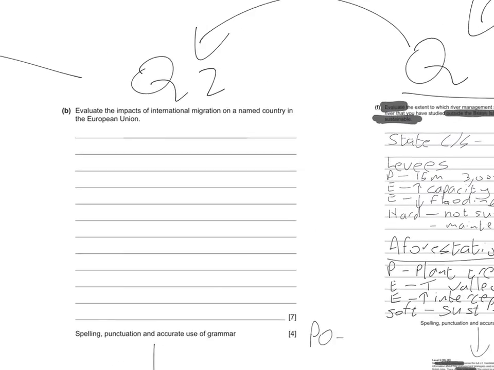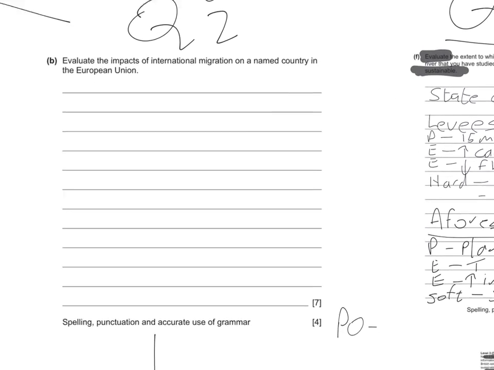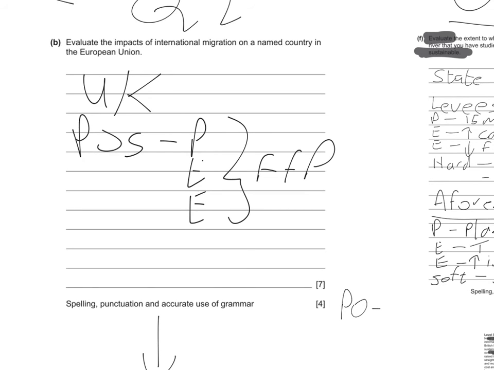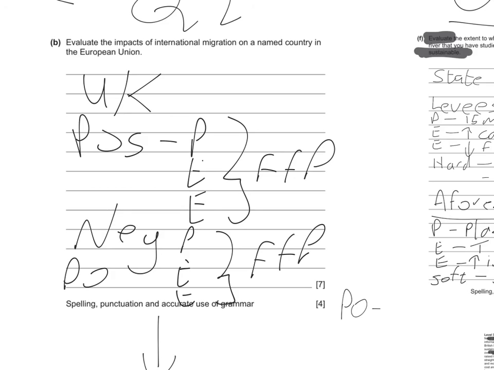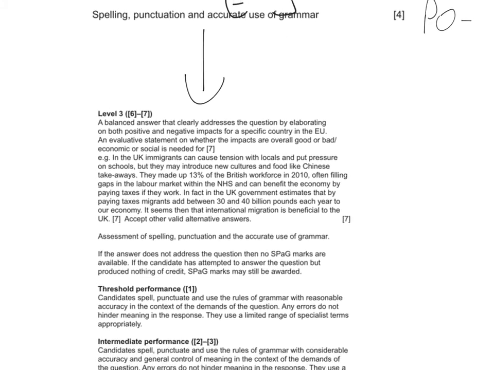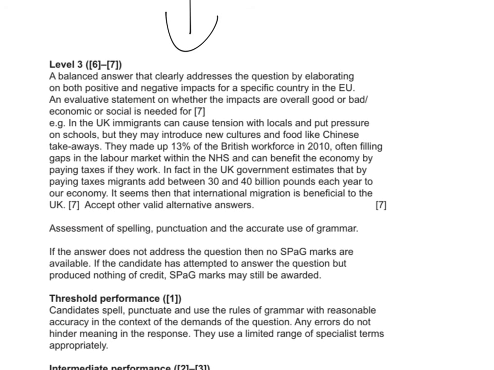Sorry, I've missed out question 2 here. Evaluate the impacts of international migration on a named country in the European Union. Again, pause the video at this stage and have a go at the question, if you need some additional details. This is our UK case study, and we are going to give a positive PEE, and we're going to build in fact, figure, place with that. Negative PEE, build in fact, figure, place, and then we'll finish off with our personal opinion. If you have a look at the mark scheme, you'll see that fits the 7 out of 7 required for this question.